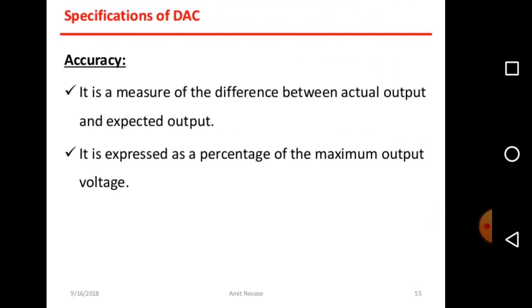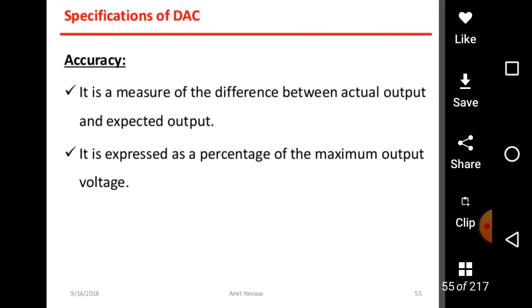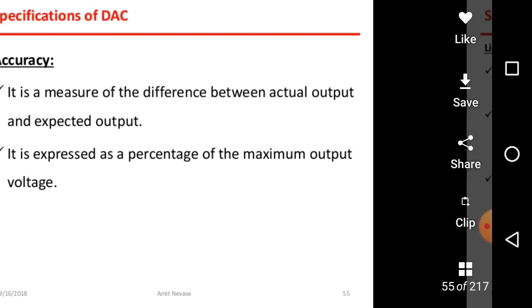Next specification of DAC is accuracy. It is a measure of the difference between actual output and expected output. It is expressed as a percentage of the maximum output voltage.